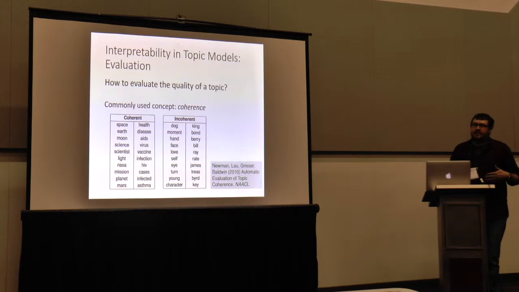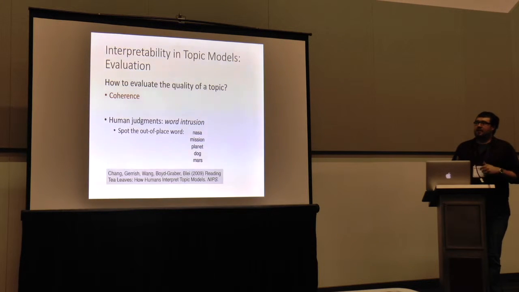And there are different approaches to this, but they all center around this concept of coherence. And the idea is, in this set of, say, the 10 or 20 most probable words in a topic, how interrelated are all of these words? Do they form a coherent concept, or are some of the words not related to other words in a topic? So these are some examples from this paper by Newman et al. showing topics that humans have judged to be coherent or not coherent, and I think you can see a clear difference.